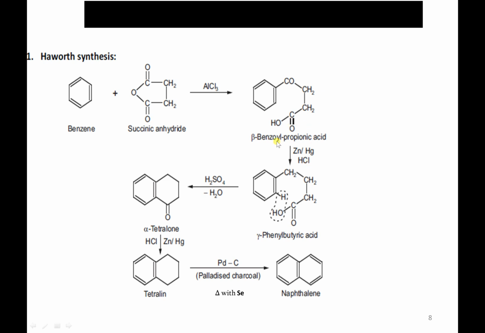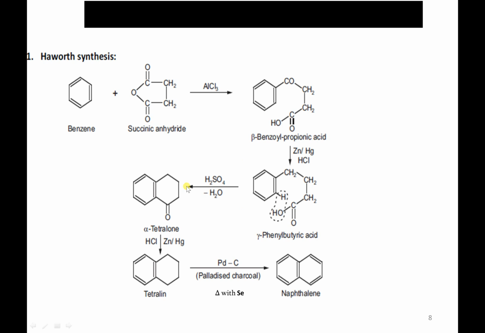So you remove this C double bond, you remove this C double bond, so you get a CH2. This we have seen in the aldehyde ketone chapters last year. So this is Clemmensen under acidic condition. Under basic condition you have Wolff-Kishner using hydrazine hydrate and KOH and a high boiling solvent like diethylene glycol.